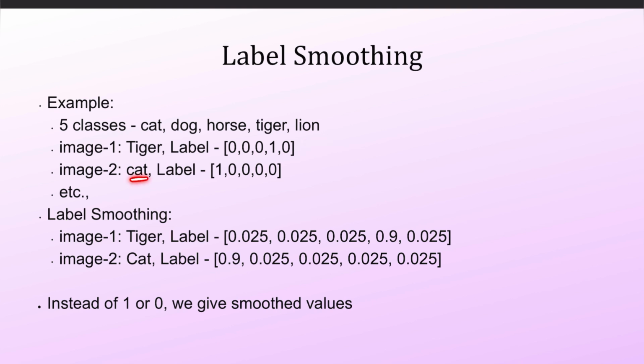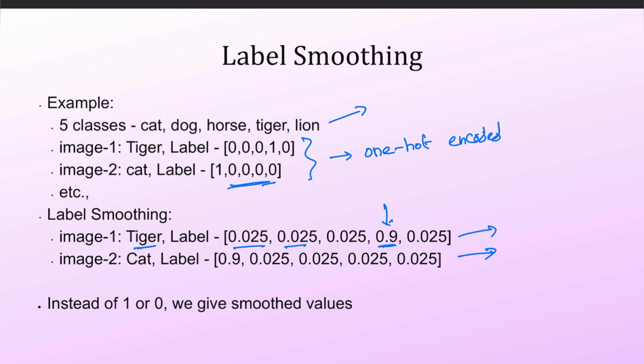Similarly, for the second image, cat is the label, so it's in the first position. The first position will be 1, others will be 0. These are nothing but one hot encoded vectors. They are there in data science as well. It is a very famous technique to convert any categorical variable into a numerical representation. Now, instead of giving this, why don't you give this format as the target? Let's assume that in the case of tiger, this is the position. Instead of giving 1, I gave 0.9. The remaining 0.1 I distributed across the remaining 4 indices.